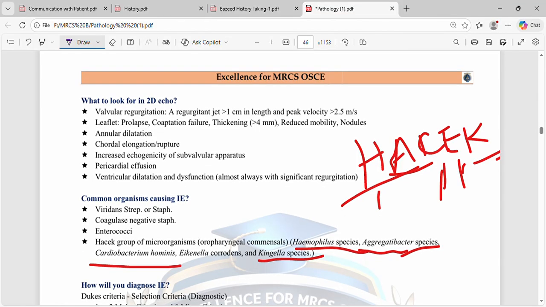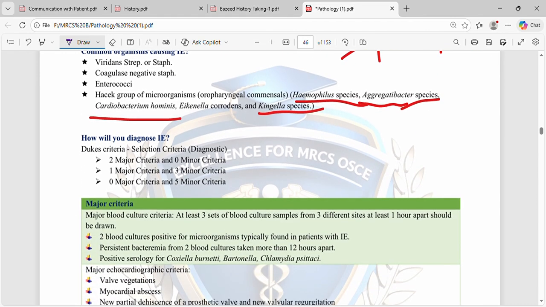What to look for on 2D echo? You will look for valvular regurgitation, a regurgitant jet greater than 1 centimeter in length and peak velocity greater than 2.5 meters per second. Leaflet prolapse, coaptation failure, thickening greater than 4 mm, reduced mobility, nodules, annular dilatation, chordal elongation or rupture, increased echogenicity of the subvalvular apparatus, pericardial effusion, ventricular dilatation and dysfunction, almost always with significant regurgitation.